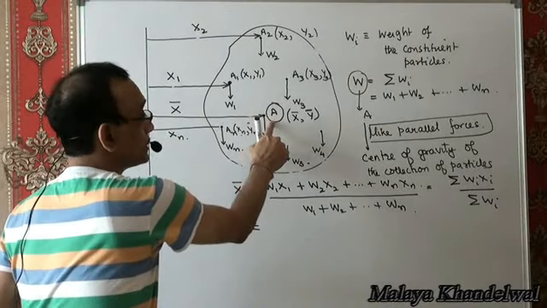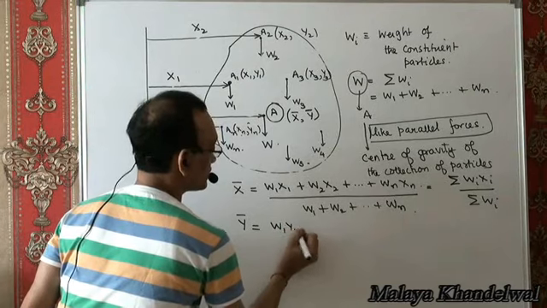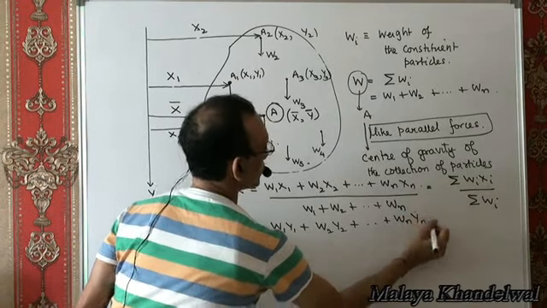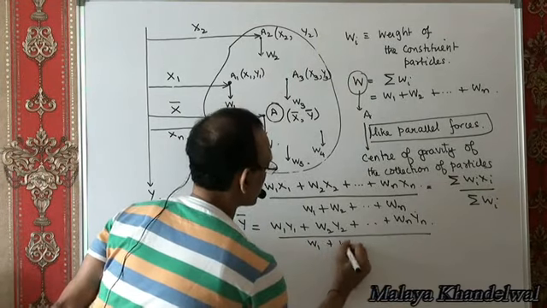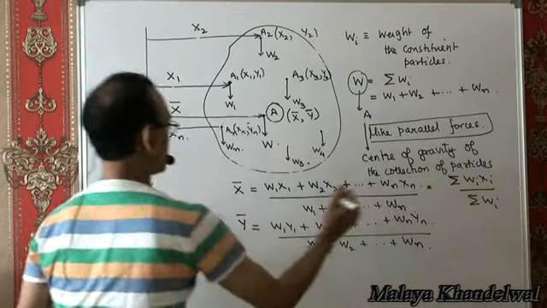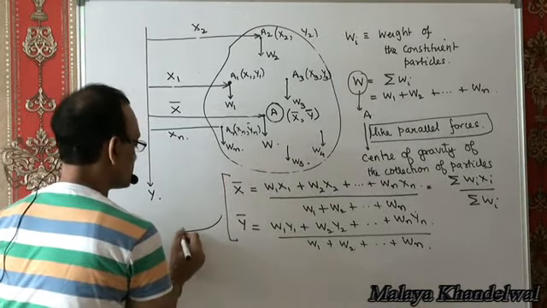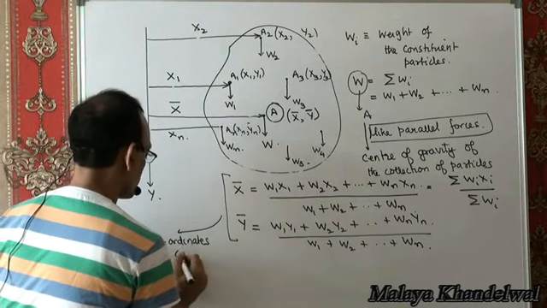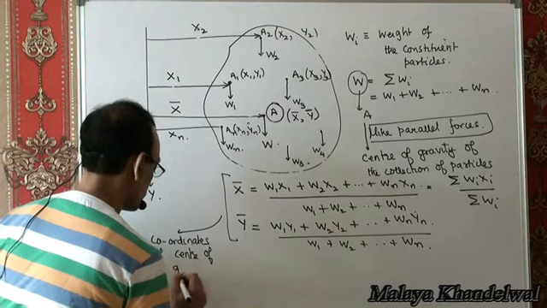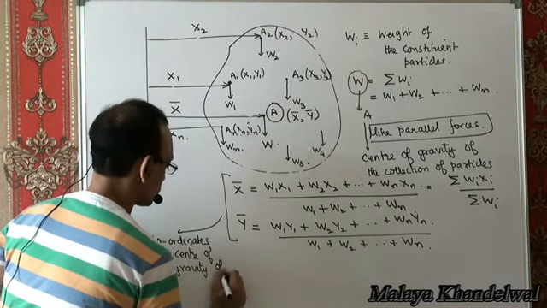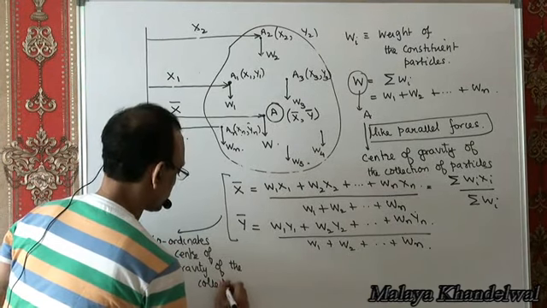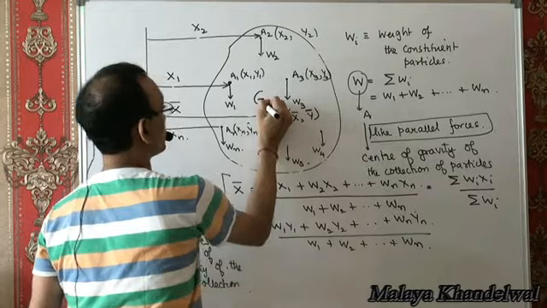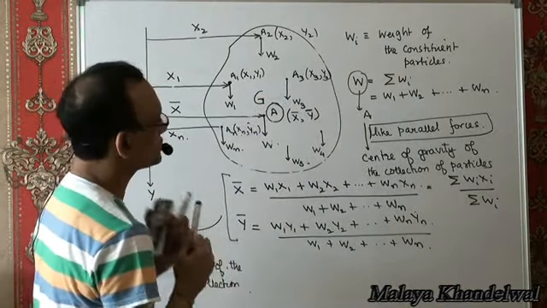The y coordinate of the center of gravity will be given by the weighted average of these y's: W1y1 plus W2y2 plus Wnyn divided by the sum of the weights. That's how you get the coordinates of the center of gravity of the collection. Center of gravity, or you can call it G, capital G.